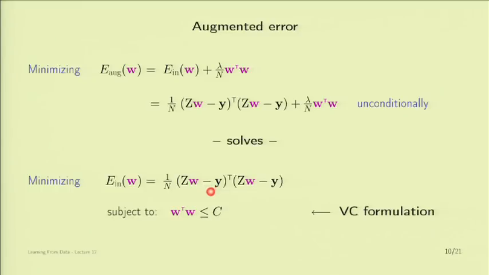And that correspondence between a constrained version, which is the pure form of regularization as stated, and an augmented error, which doesn't put a constraint, but adds a term that captures the constraint in a soft form, that correspondence is the justification of regularization in terms of generalization as far as VC analysis is concerned. And it's true for any regularizer you use. We are just giving here an example for this particular type of regularizer.